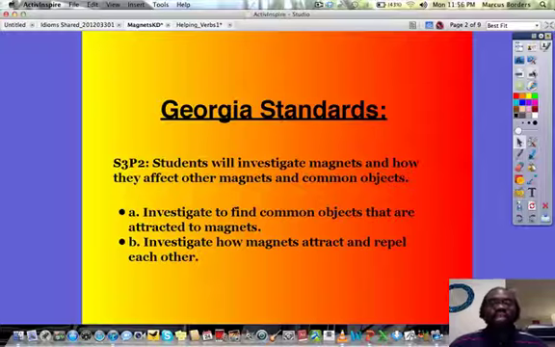For our Georgia standards, students will investigate magnets and how they affect other magnets and common objects. You will investigate to find common objects that are attracted to magnets. You will investigate how magnets attract and repel each other.